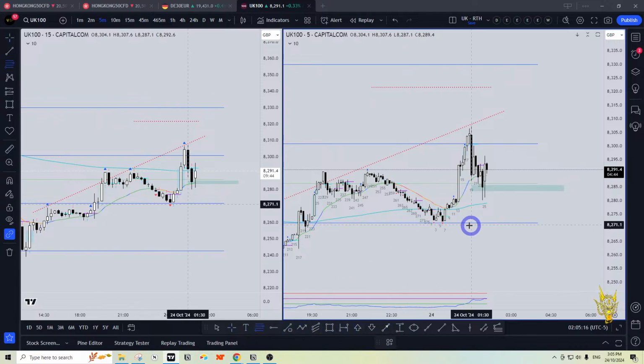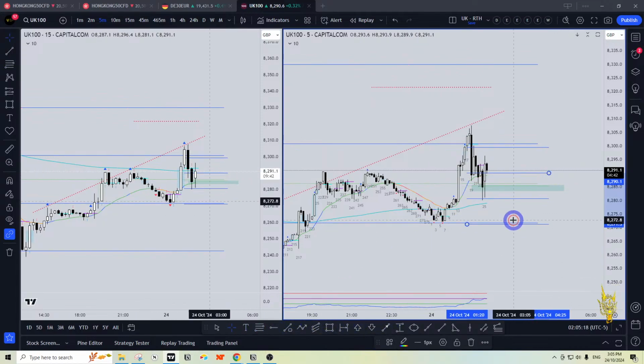So that trade would look like that. You'd be selling down here, betting you'll get back to the moving average or 2 to 1 up there.